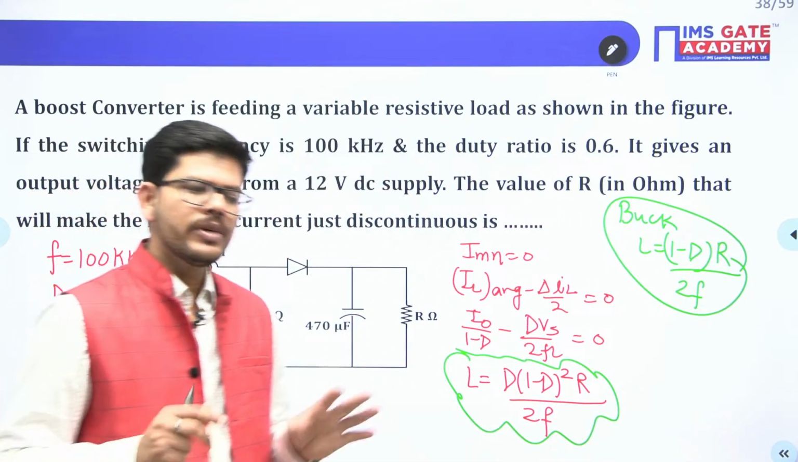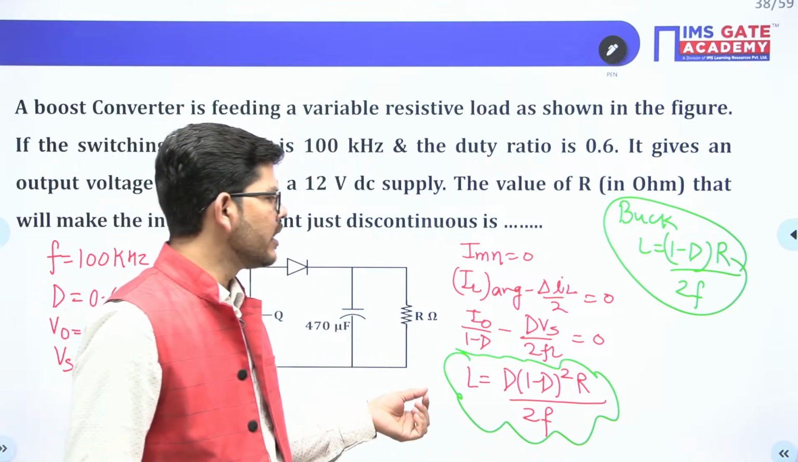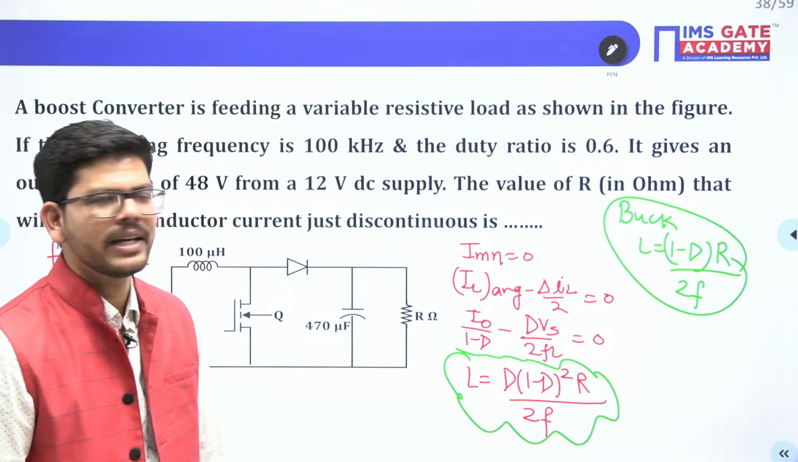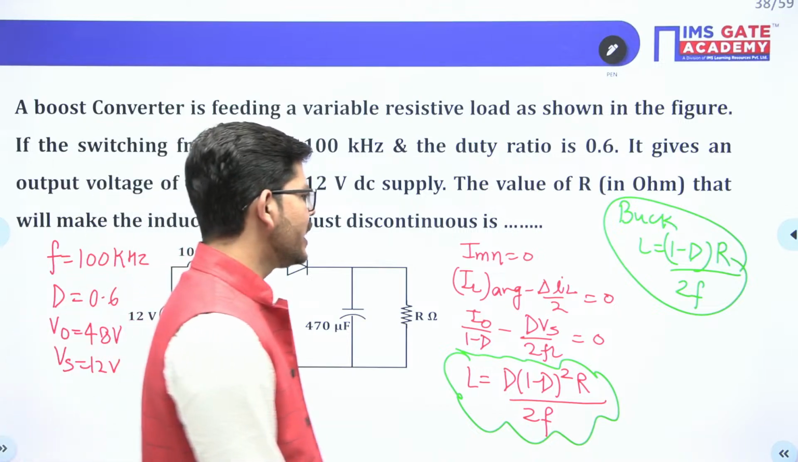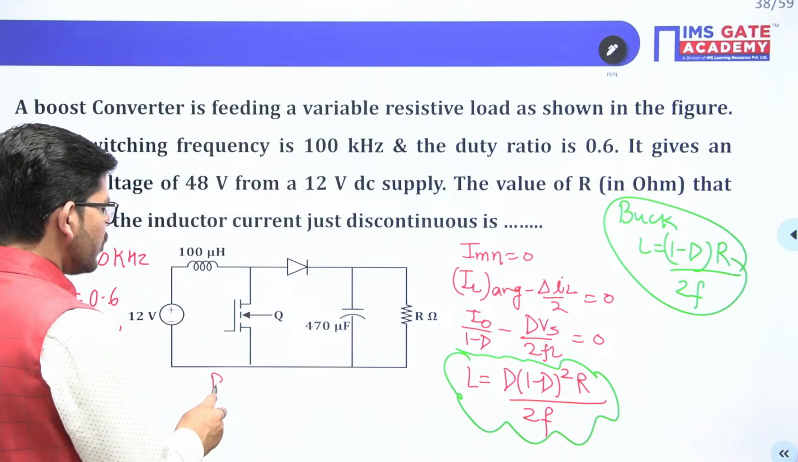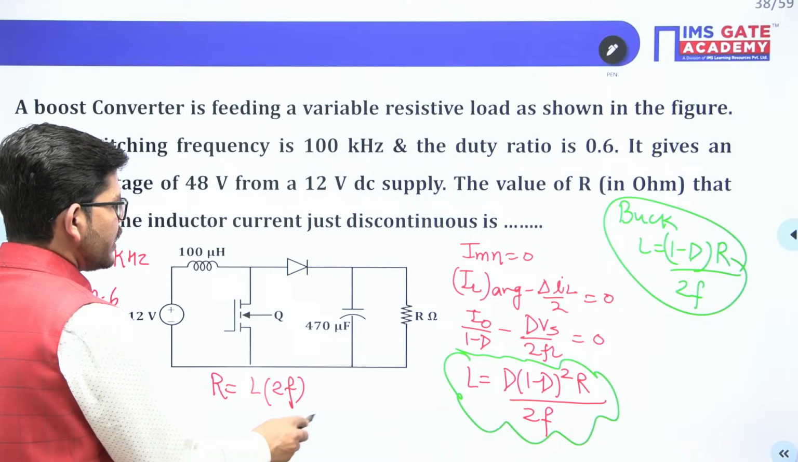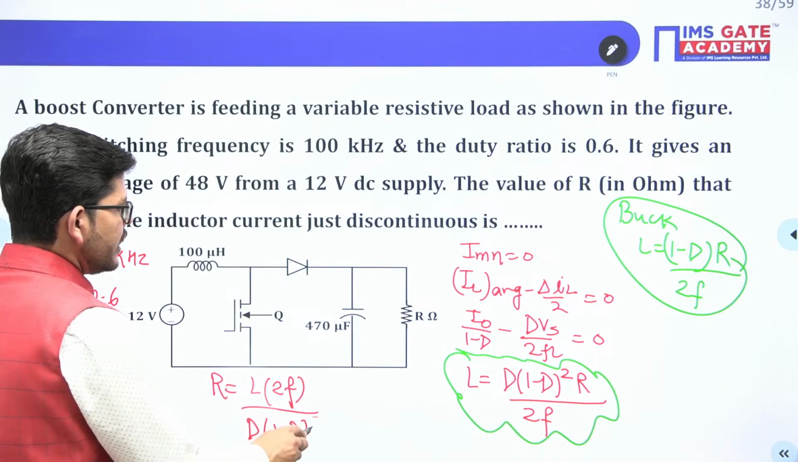Now what students normally do is remember this formula. I don't think so, guys, you don't have to remember the formula. You can derive this anywhere, anytime you want. We don't have to calculate L, we have to calculate the value of R. So the value of R will be L into 2F divided by D (1 minus D) square.